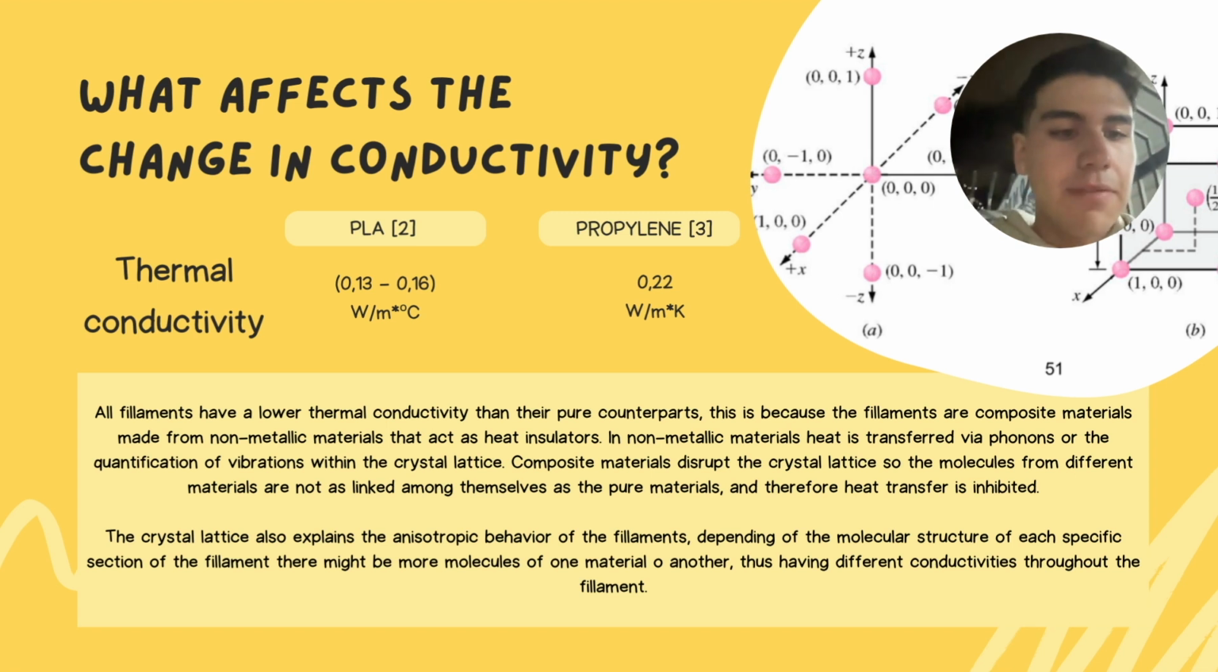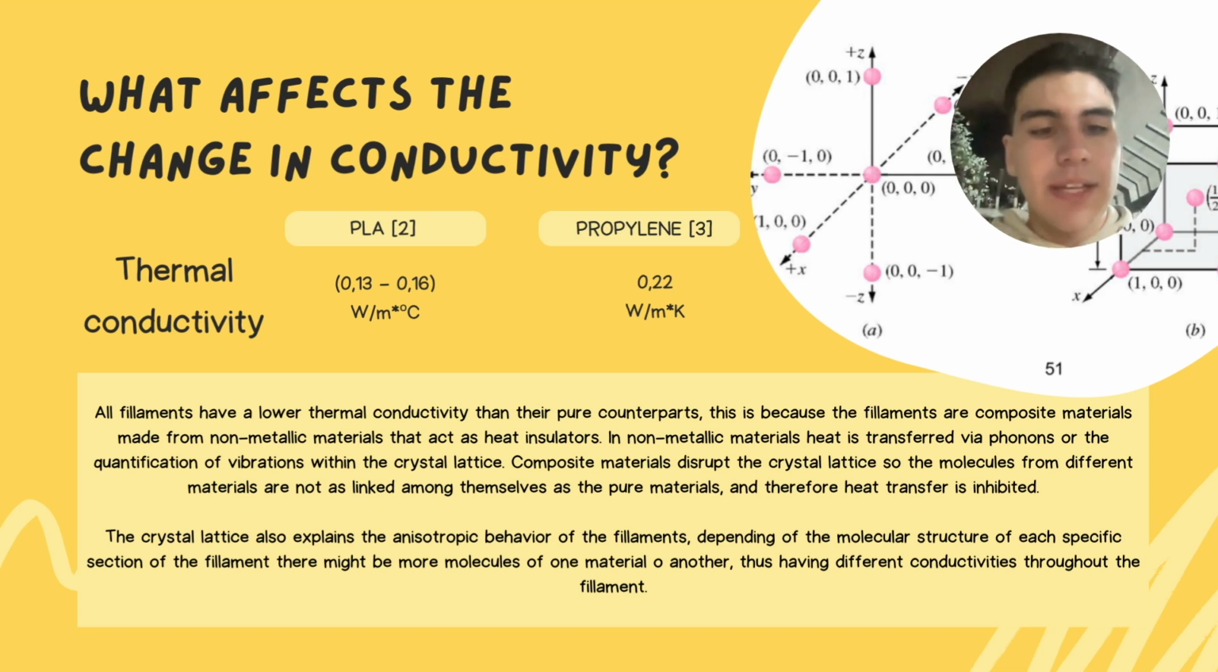This is because the filaments are composite materials made from non-metallic materials that act as heat insulators. In non-metallic materials, heat is transferred via phonons or the quantification of vibrations within the crystal lattice. Composite materials disrupt the crystal lattice so that the molecules from different materials are not as linked among themselves as the pure materials, and therefore the heat transfer is inhibited.